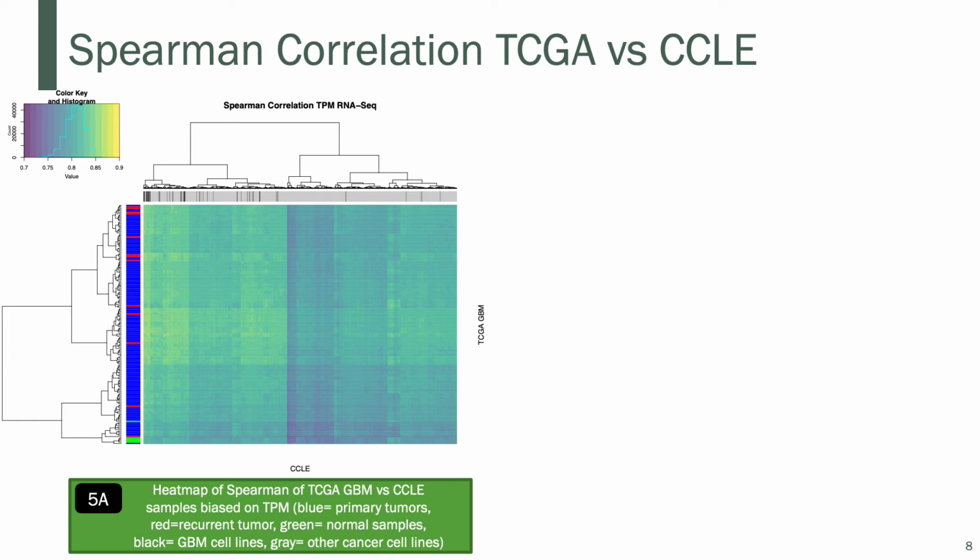Lastly, we did Spearman's correlation between tumor profiles and cell line profiles. On the x-axis, we have the cell line profiles. If the cell line was of glioblastoma, it was black, and if it wasn't, it was gray. It was another cancer type. And then on the y-axis, we have the tumor and normal profiles from glioblastoma. So overall, there's pretty good correlation between the tumor profiles and the glioblastoma profiles as they cluster together.